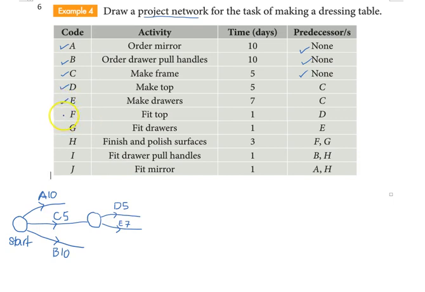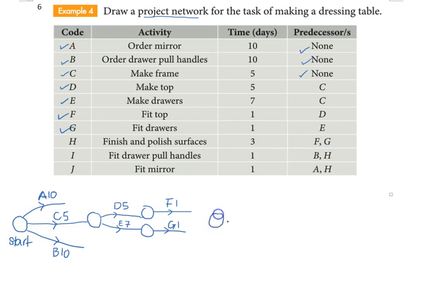And for F, activity F depends on D. That means I need to make sure D finishes. Okay, connect and make sure D finishes. Therefore, I can start F and the duration is 1. Next one, G, depends on E. So E finishes, therefore I can start G, duration is 1. And for H, finish and polish surface, duration is 3, depends on F and G.